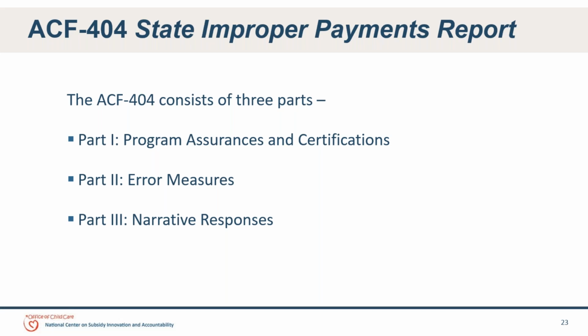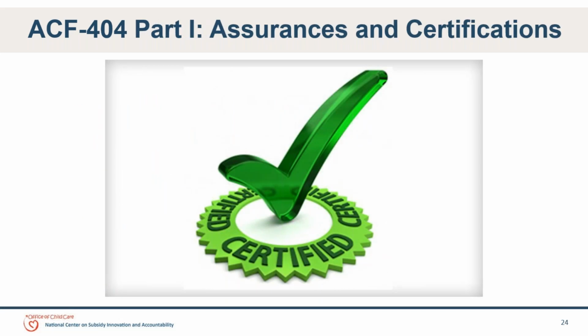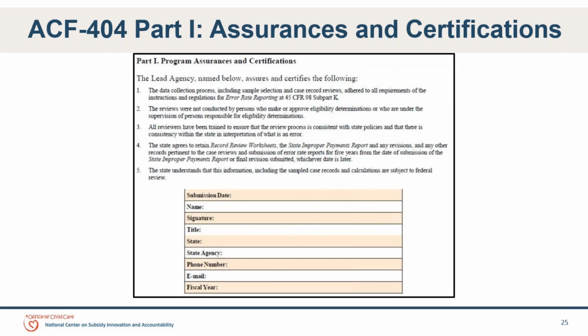So the ACF-404 final report consists of 3 parts. As you can see here, there's the program assurances and certifications, error measures, and then the narrative responses. The first part is, again, the assurances and certifications. And this is just a screenshot from the report itself, taken from the DCI, and you can see what this part of the report consists of.